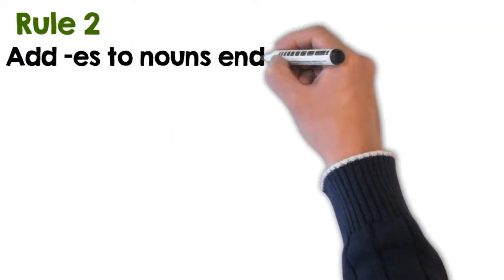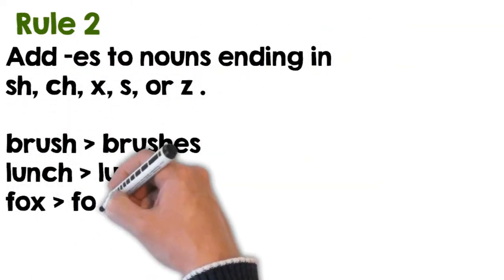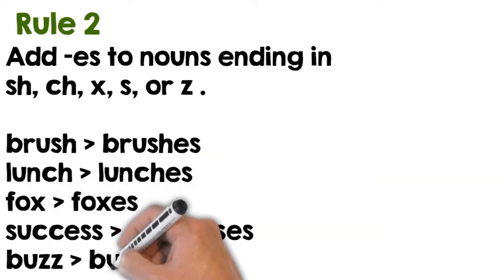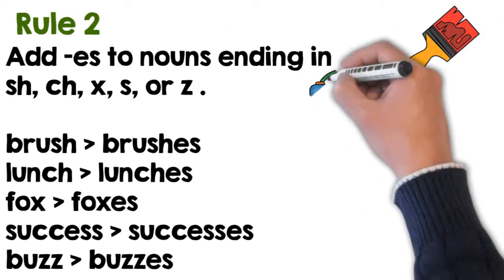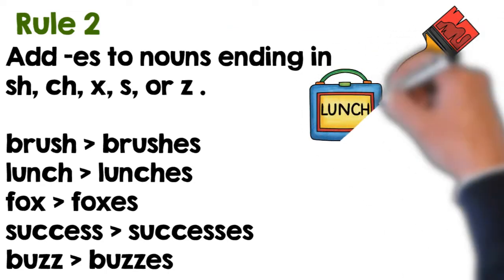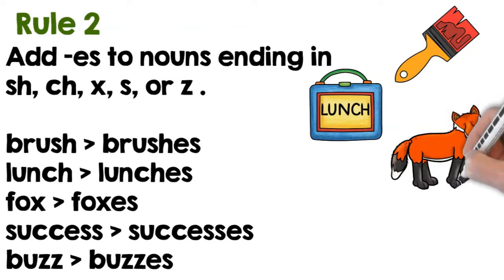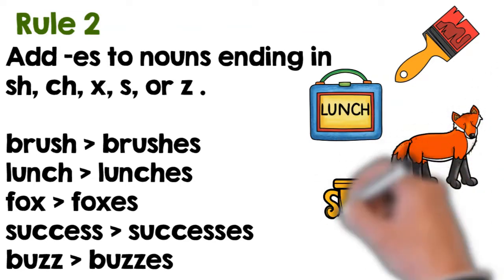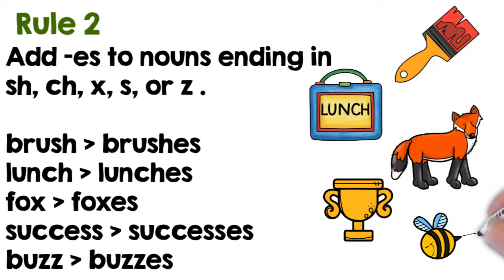Rule 2. Add ES to nouns ending in SH, CH, X, S, or Z. Here are some examples. Brush becomes brushes. Lunch becomes lunches. Fox becomes foxes. Success becomes successes. And buzz becomes buzzes.